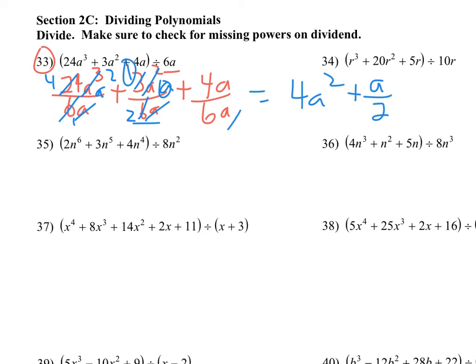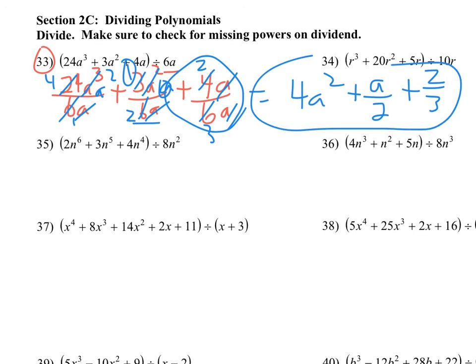And then I simplify this third term here. So I have 4 over 6. 2 goes into 4 twice and into 6 3 times. And actually the a's are both to the first power, so they're going to cancel out. And so I get plus 2 over 3. And that is my answer. So I have a couple terms there that are really fractions.